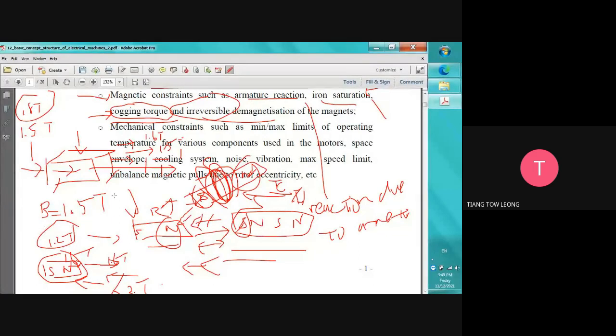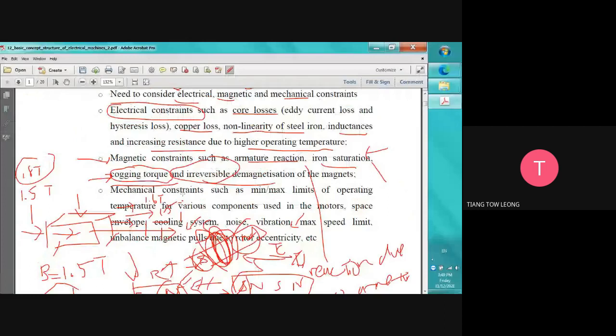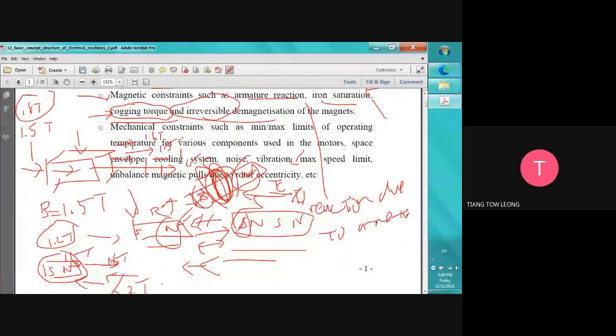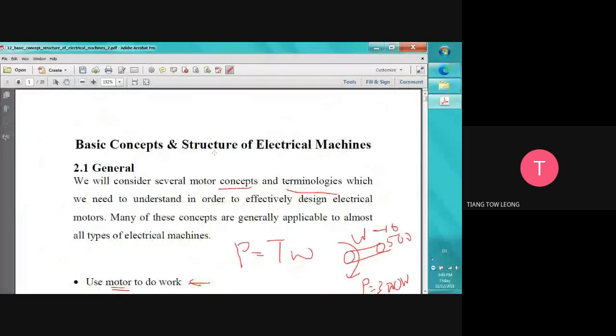Okay, so for various components used in the motor: space, envelope, cooling system, noise, vibration, maximum speed limit, unbalanced magnetic pull. I will tell you about magnetic pull when we come to almost the end, at the appropriate place, due to the rotor eccentricity. Eccentricity means the shaft's bearing is already spoiled.